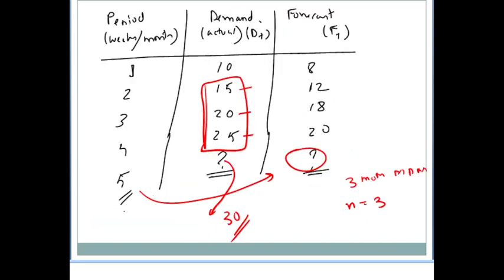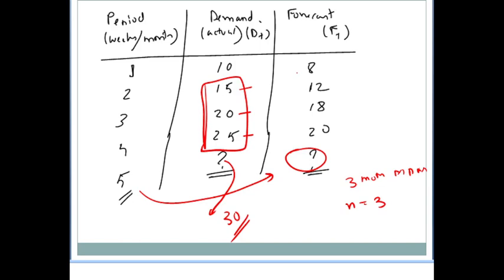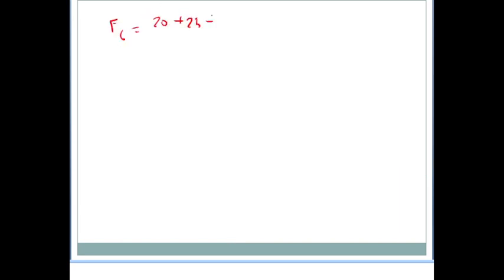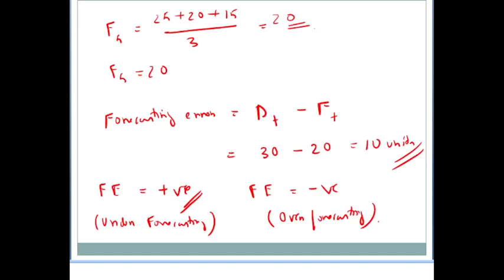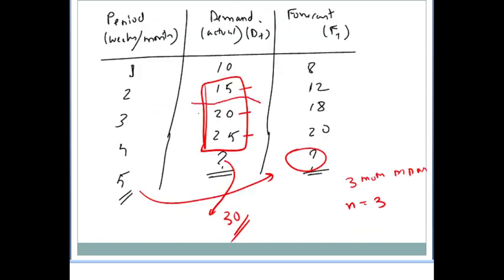Now, in order to find the next, that is the sixth forecast, f6, what can we do? Since this is a moving average method, we will shift by 1 and calculate for the next. That is, it will be 20 plus 25 plus 30, divided by 3. Earlier 15 was included, but here 15 will not be included, as we will shift by one value. So 20, 25 and 30 will be moving by one level.